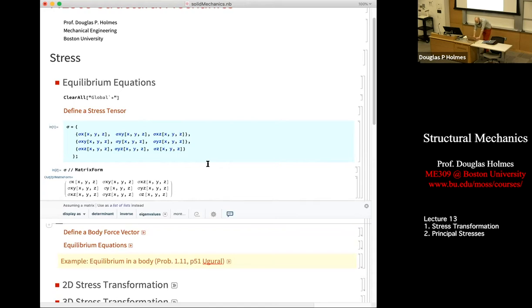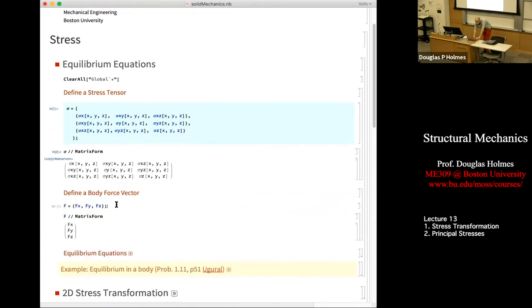Not too bad. We also have to define a body force vector. That's pretty easy. That's just a list. So it's just a vector. F is a list containing f of x, f y, and f z. So that's our body force.